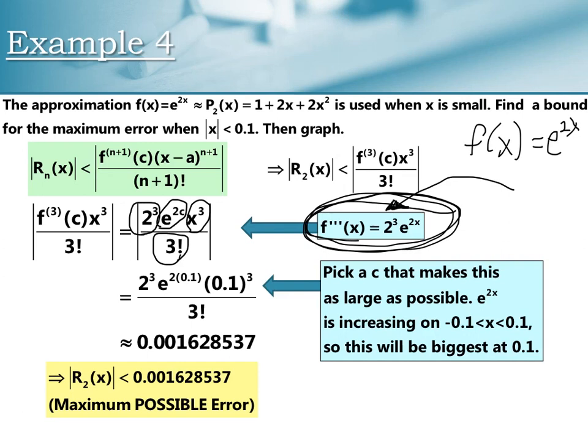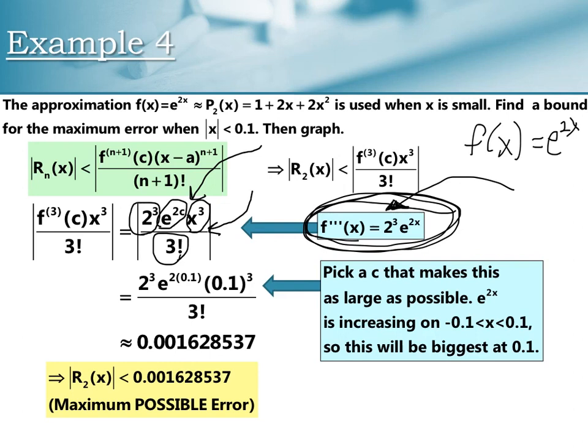And so I need to pick an x value between negative 0.1 and 0.1 that is as big as possible when I cube it. And I also need to make e to the 2c as big as possible for any x value between the center and the x values we're working with. Well, the center is x equals 0. If I plug 0 in for c, e to the 0 is only 1. I can make it bigger than that.